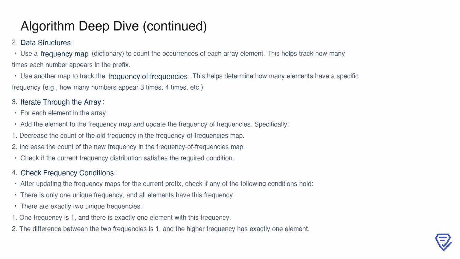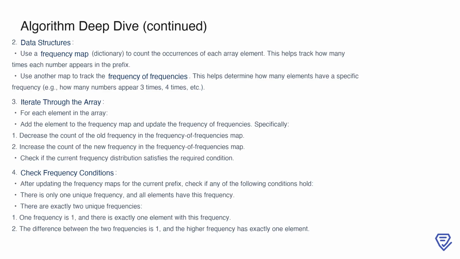To implement this algorithm, we rely on two critical data structures. The first is a frequency map, which allows us to count how many times each element appears in the prefix. This gives us the raw counts of individual numbers. The second is a frequency of frequencies map, which tracks how many elements share a specific frequency. For instance, if two elements appear 3 times and one element appears once, the map will reflect this distribution.